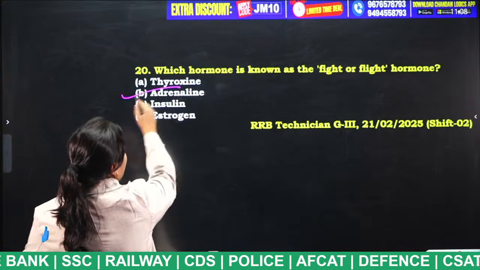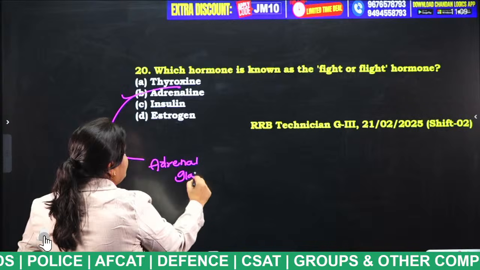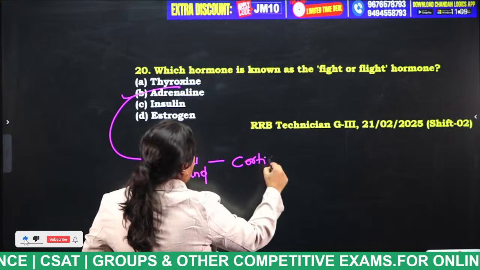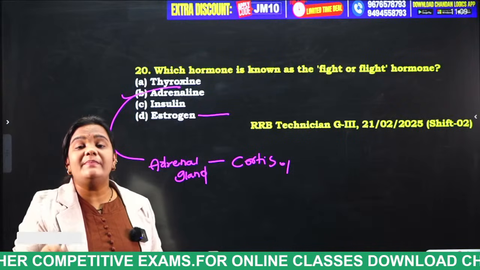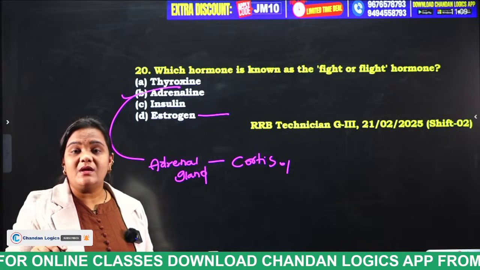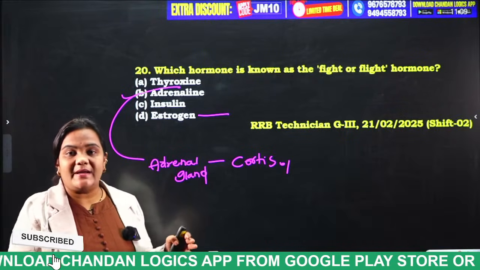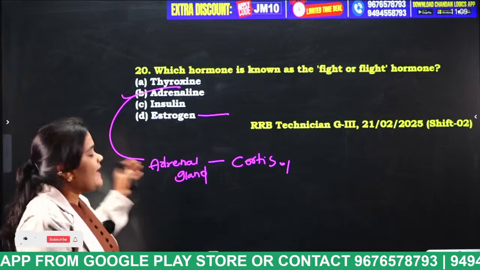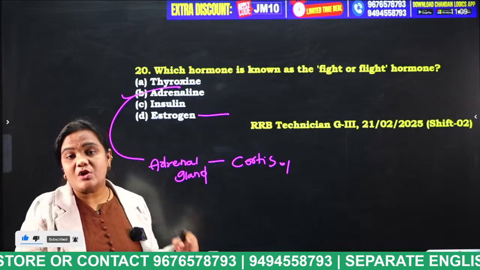Fight or flight, adrenaline. Adrenaline hormone is released by the adrenal gland. It also releases a hormone known as cortisol. Estrogen is a female hormone which will be released after puberty for the breast development, etc. Insulin is released by the pancreas gland for blood sugar regulation. Thyroxine is a hormone which is released by the thyroid gland for the regulation of metabolism.